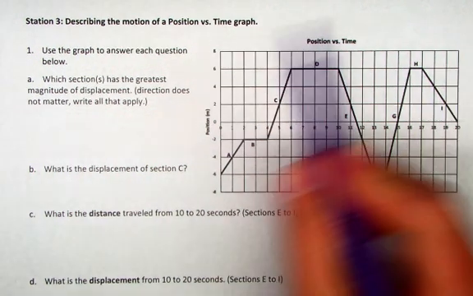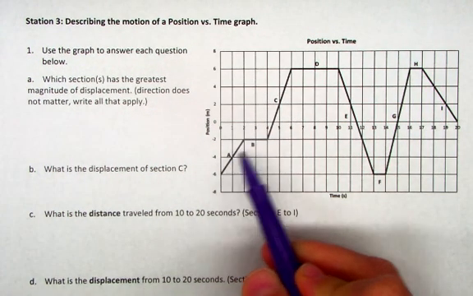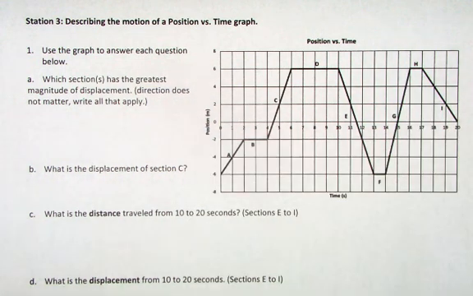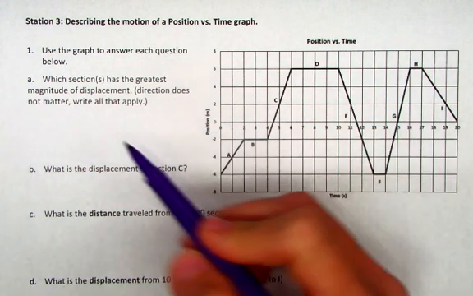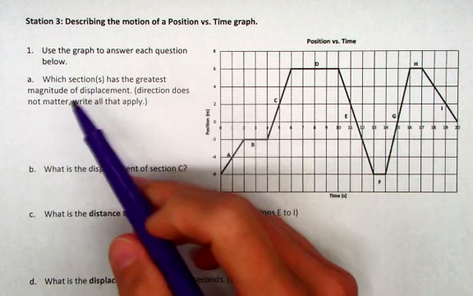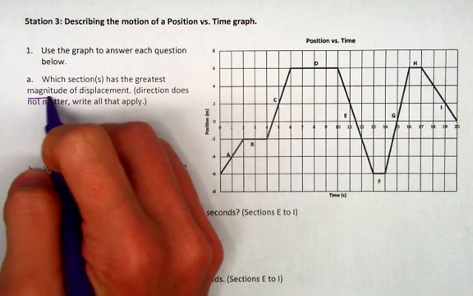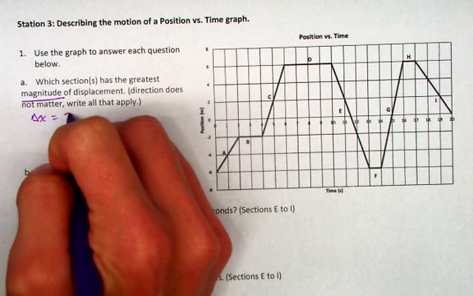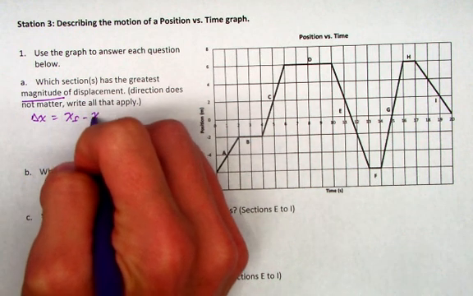We have a position versus time graph with sections A, B, C, D, E, F, G, H, and I. So we're going to be using these sections as references for our questions. The first one is, which section has the greatest magnitude of displacement? Remember, displacement is just the final position minus the initial position.